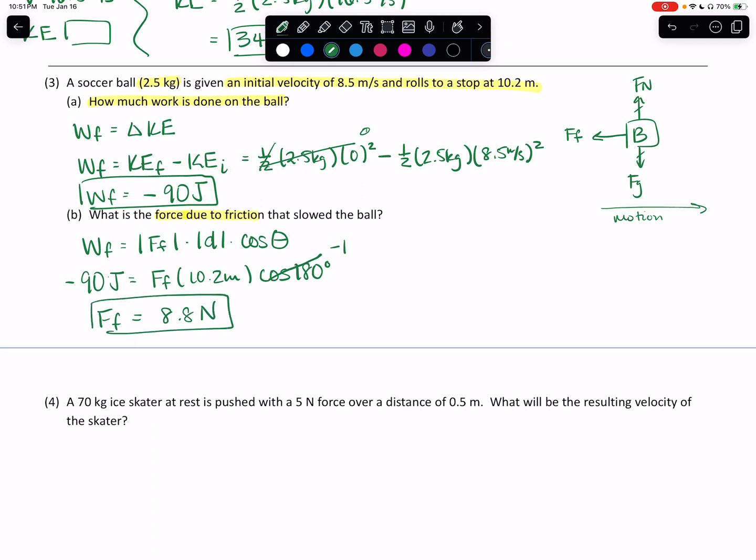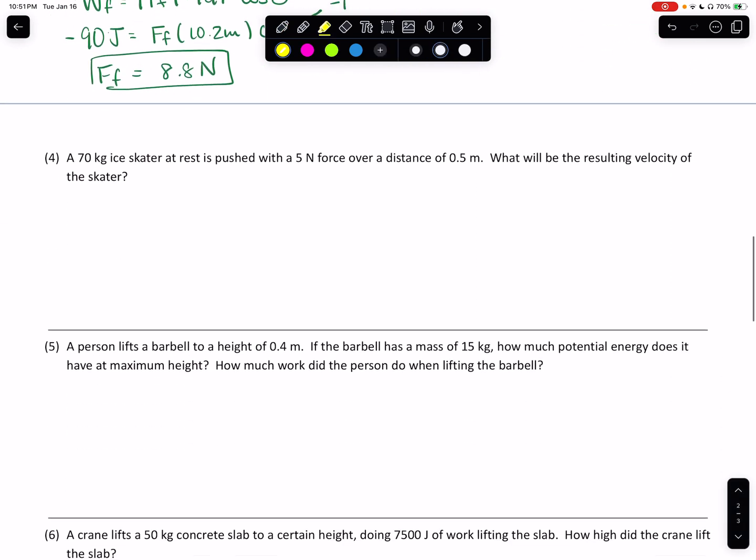As you can tell, you need to read the problem better than I did there. You need to make sure that you have everything you need to use the formula that you want to. In my case, I tried to use the work formula with force and displacement in it, but I didn't have enough information for that. So instead, I needed to use the work energy theorem, which then let me find the work, which then let me find the force. Okay? All right, let's try this one.